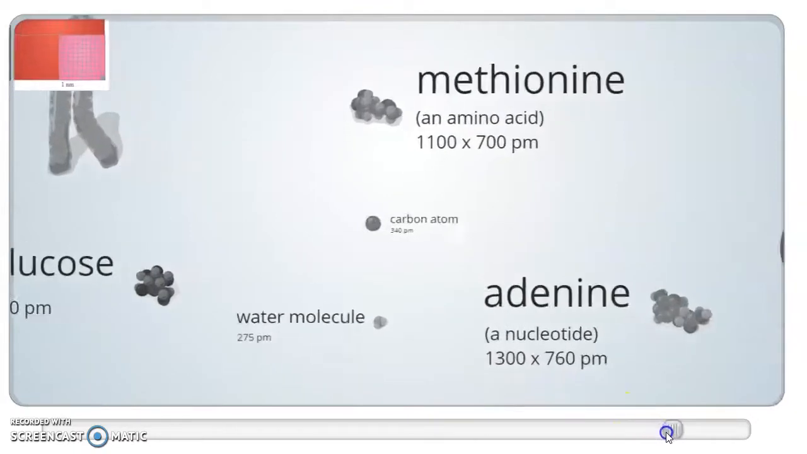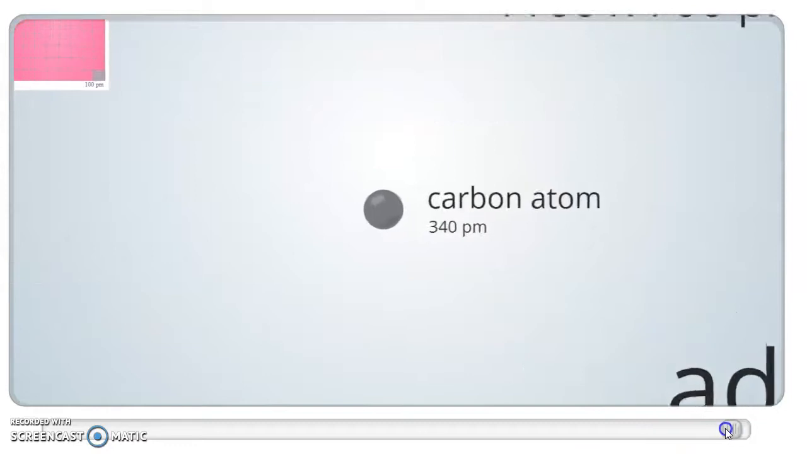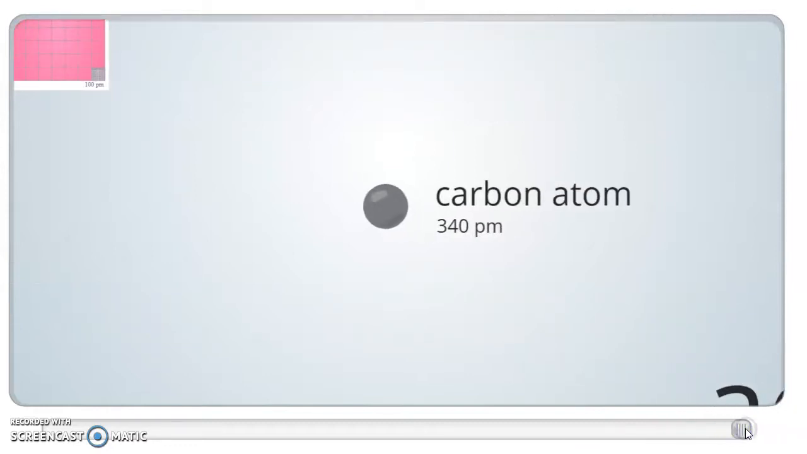Then we get to water molecule, and then carbon atom. So this kind of shows a whole gamut of living things down to the size of a single carbon atom.